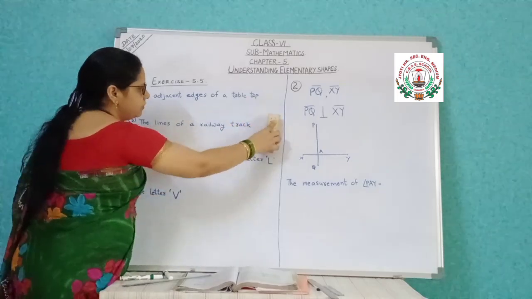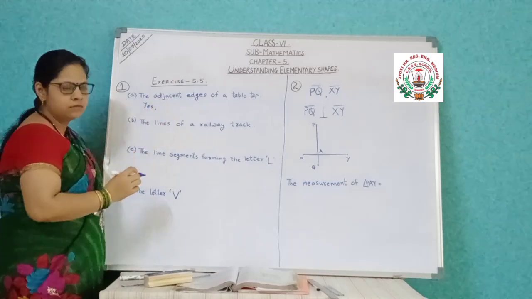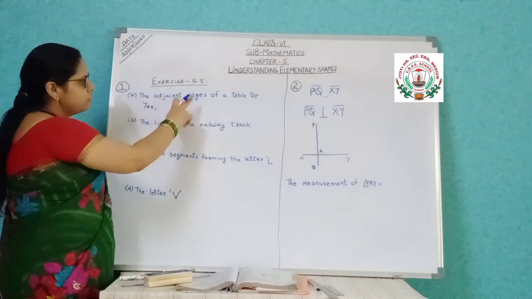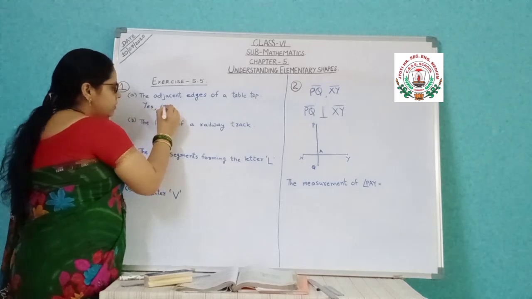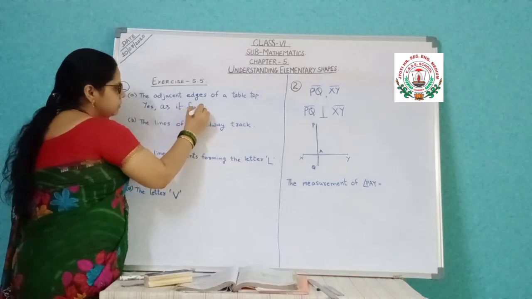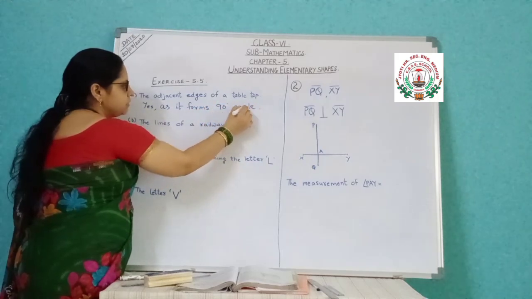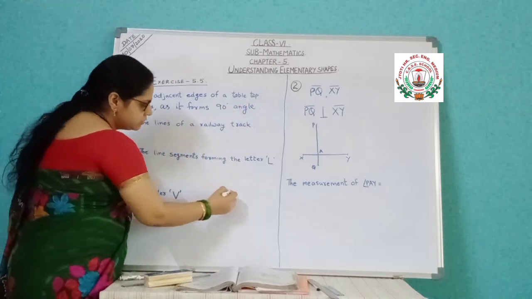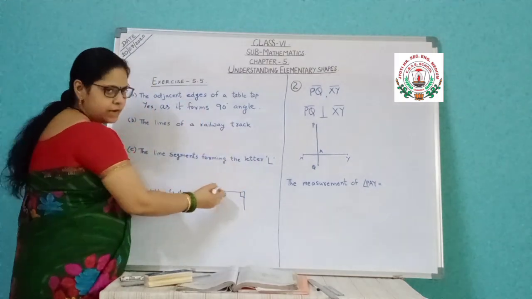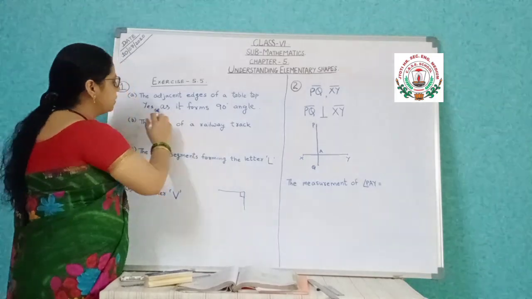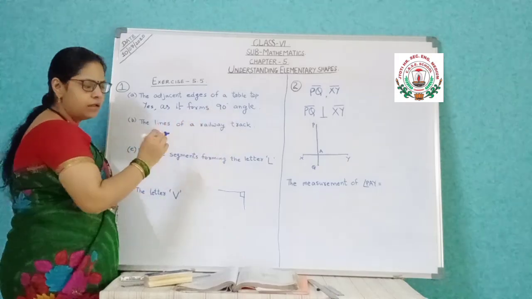So what should you write here? First you have to tell yes or no. So your answer will be yes. Why are the adjacent edges of a tabletop perpendicular? Because, or you can write, as it forms a 90-degree angle. Edges means what? This is the one edge and this is the second edge, forming a 90-degree angle. So yes, it is perpendicular because, or as, it forms a 90-degree angle.